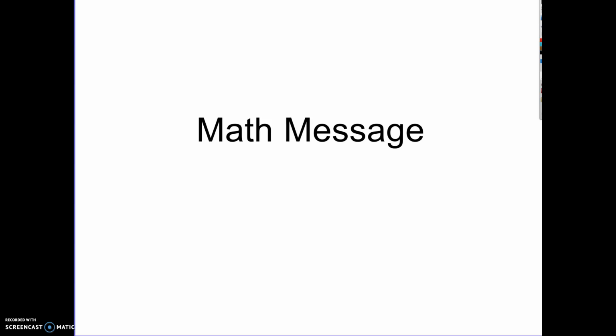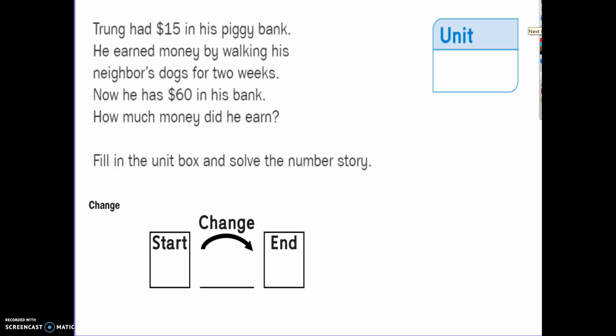Now our math message. Last lesson, we were talking about some of these diagrams that we can use to help us solve some number stories. We also talked that when you are reading a number story, it helps to read it once, twice, 3 times until you can figure out what information it's giving you, what you need to find out. So here's our story. Trung had $15 in his piggy bank. He earned money by walking his neighbor's dogs for 2 weeks. Now he has $60 in his bank. How much money did he earn?